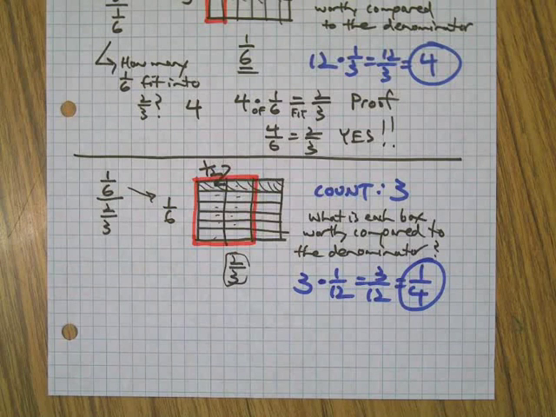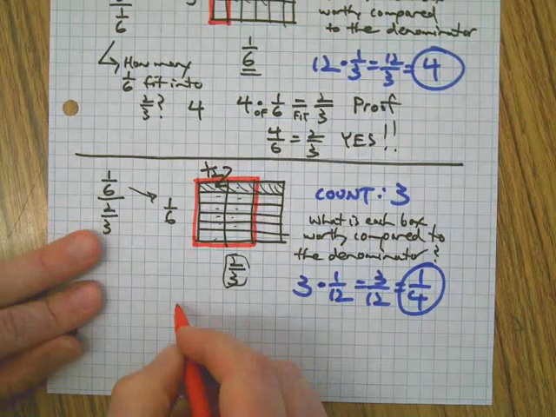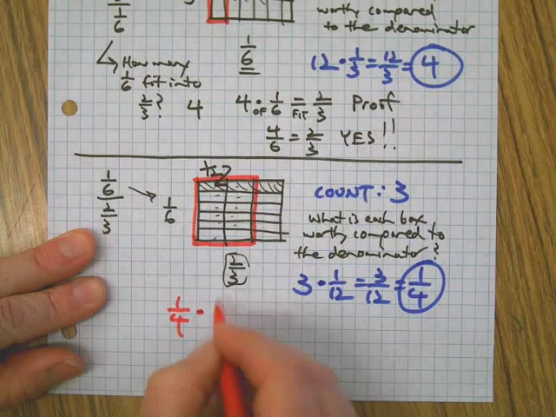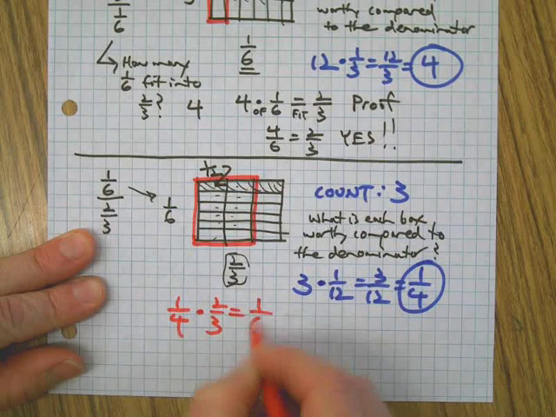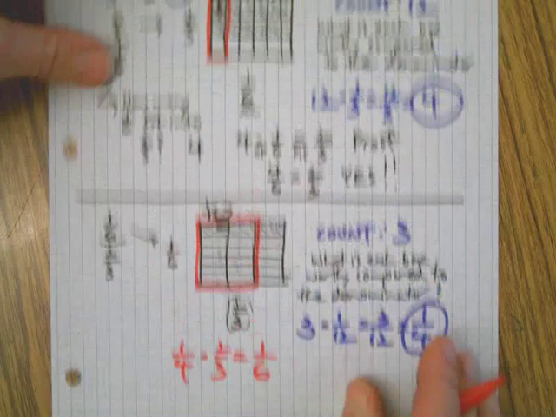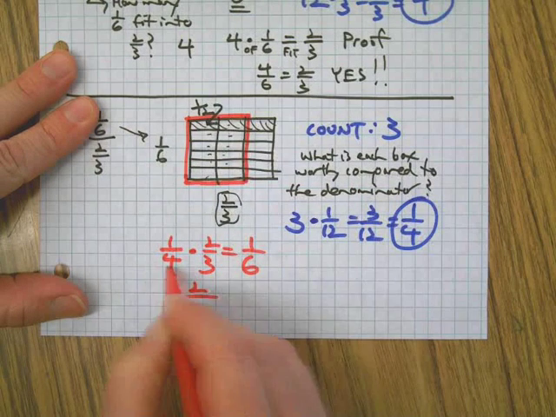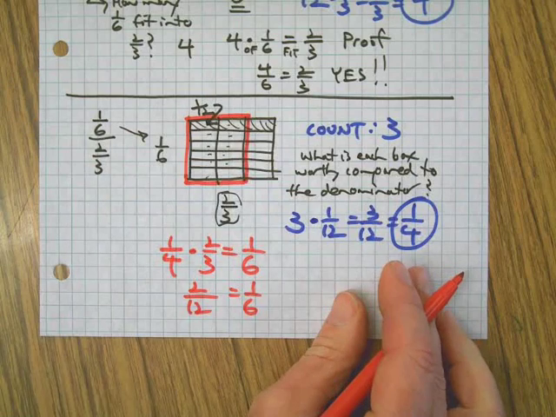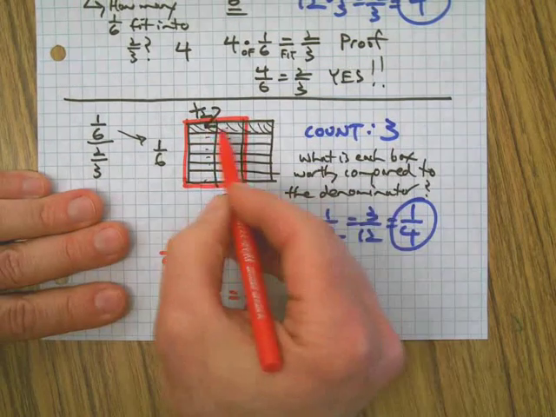Let's check it out, see what happens. So what we're saying here is that 1/4 of the 2/3 fits into 1/6. Is that true? 1 times 2 is 2. 4 times 3 is 12. That does work. Okay? And we could even color this to show that's what's going on.